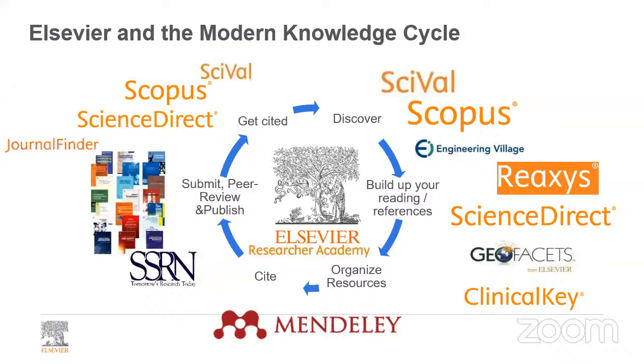SciVal is a more in-depth analytics that is based on the Scopus database, and Science Direct is the home of all Elsevier journals. So Scopus can see journals from more than 5,000 publishers, including Science Direct, or where Elsevier publishes its journals and books, being one of the 5,000 different publishers that are being covered in Scopus.